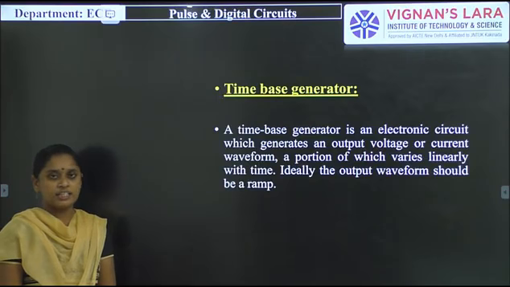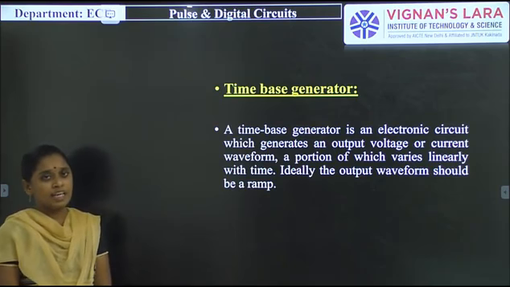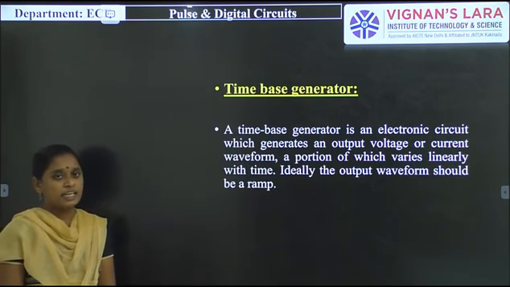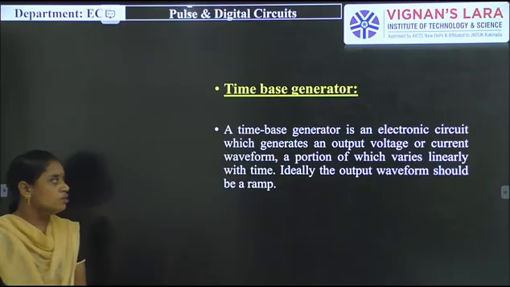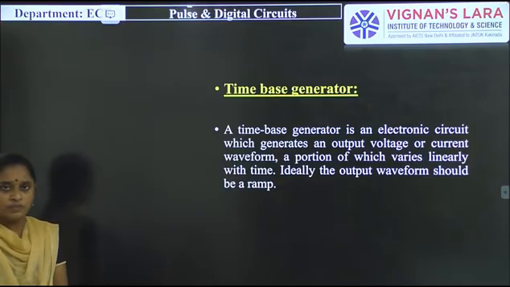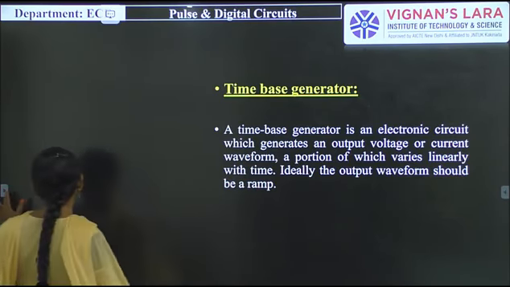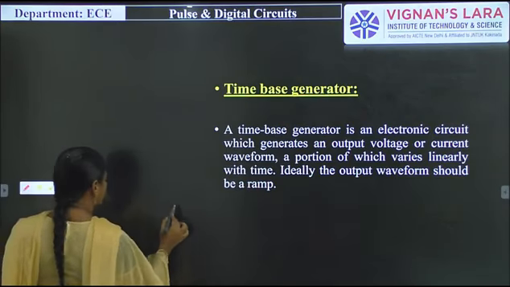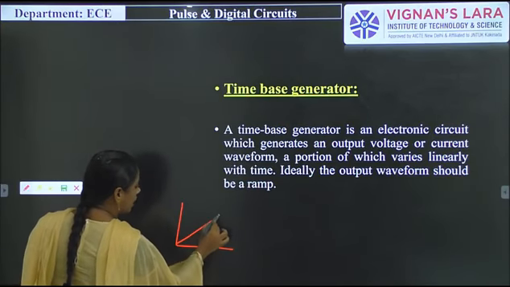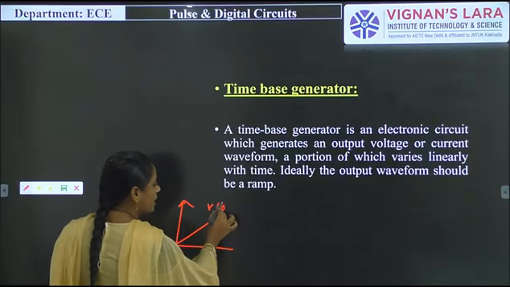A time base generator is an electronic circuit. The output is either a voltage or a current signal. In this, a particular part of the output signal is varied with time. Ideally, the output will be a ramp signal. What is meant by a ramp signal? A ramp signal will be like this: when the time increases, the output will increase. Maybe the output voltage or output current will increase.